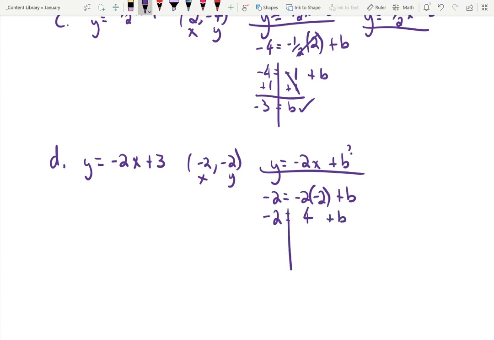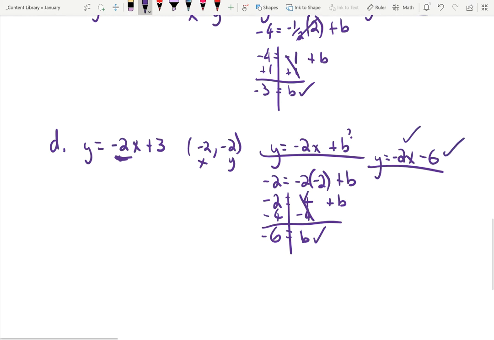Have that plus b. When I solve, I'll subtract 4 to cancel it out. And this is going to become -6 equal to b. So now I know the correct y-intercept is -6. So my final answer will be y equals -2x, because remember, same slope as the original, and then my y-intercept is -6. So correct slope, correct y-intercept, and we have our solutions.